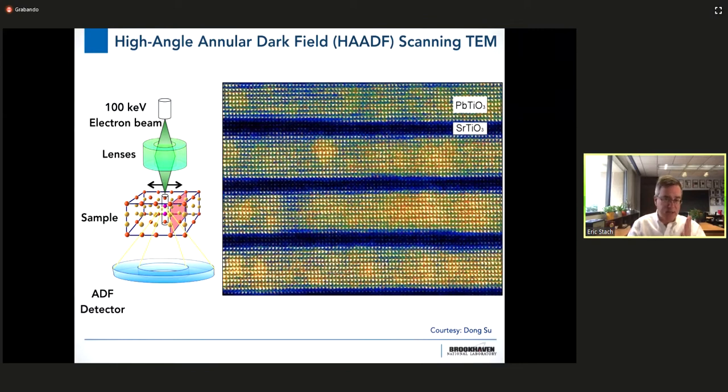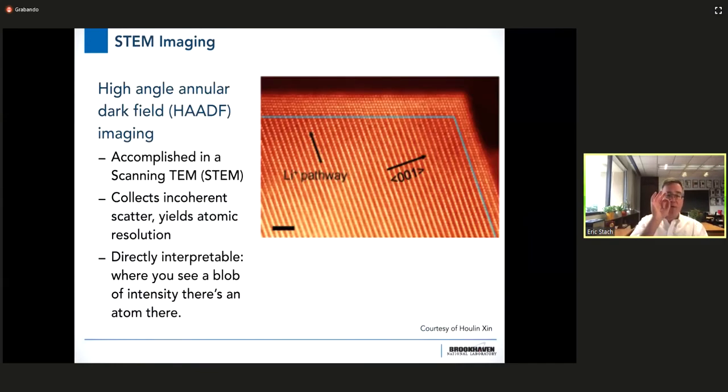In this case, again, lead on strontium titanate. You see where the lead is because it's heavier than strontium, and it shows up more brightly. Again, very nice methodology, directly interpretable. Wherever you have a bright spot, that's where an atom column is. And again, you can use this to locate the atoms, see the crystal structure. But in addition to having high angle annular dark field images, there are different types of ways of looking at that scatter.